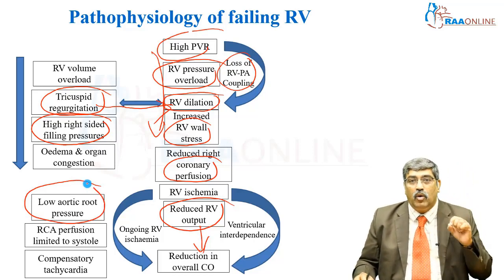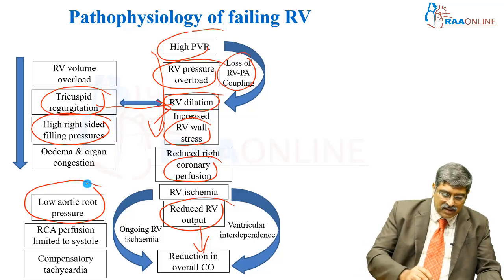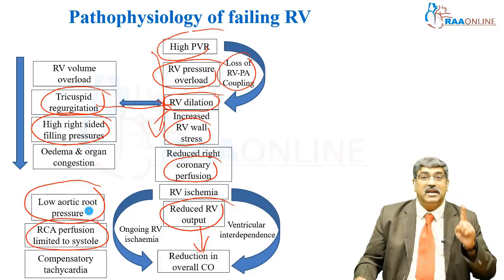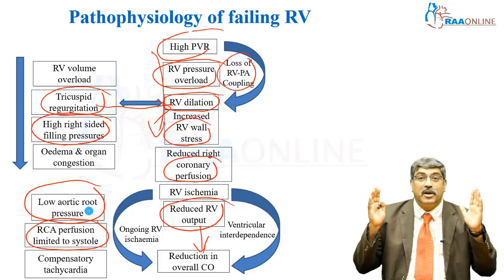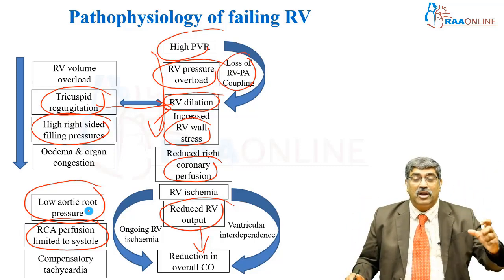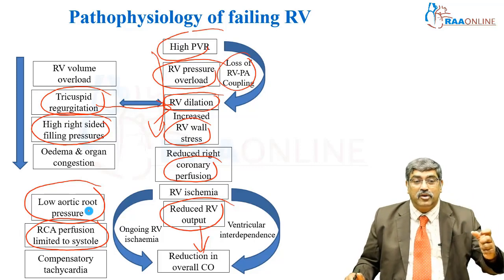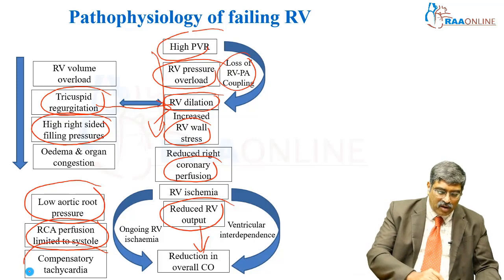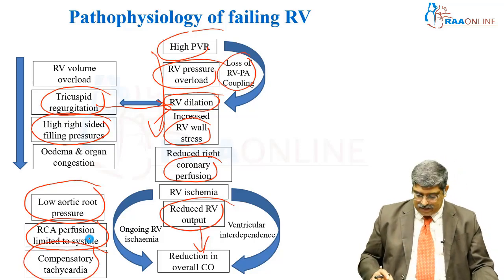And here now, as the pressure increases, the right coronary artery perfusion is limited to systole. Previously I said it receives blood supply during systole and diastole. As the pressure goes up, the right coronary artery perfusion is limited only to the systole and ischemia can develop and there can be compensatory tachycardia.